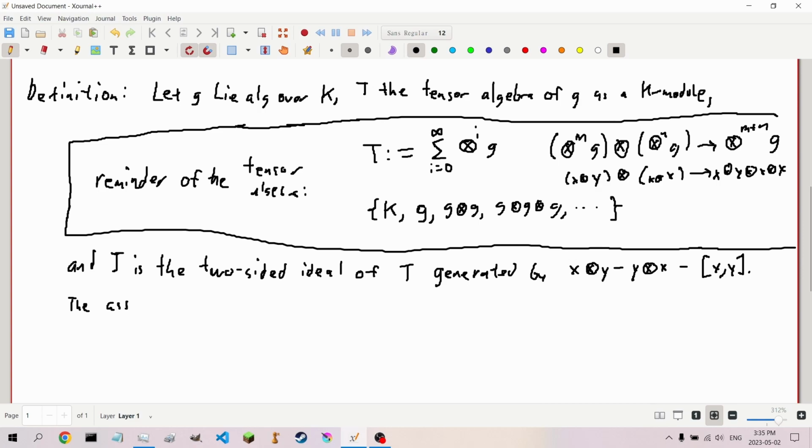The associative algebra U, which is equal to T divided by our two-sided ideal, is called the enveloping algebra of G.